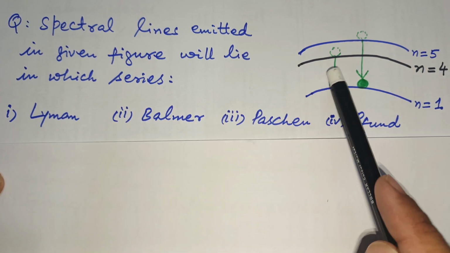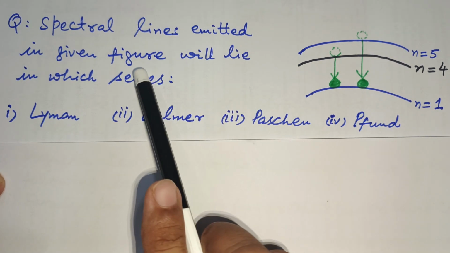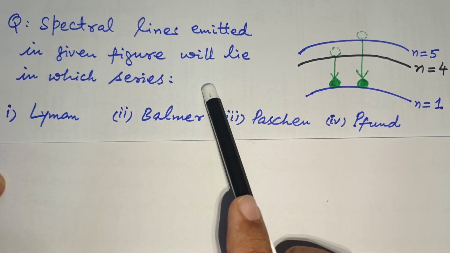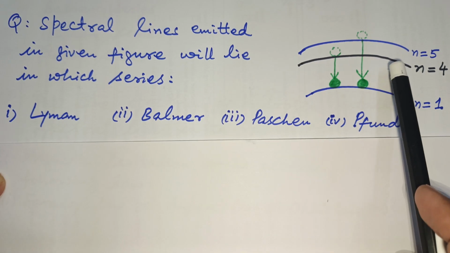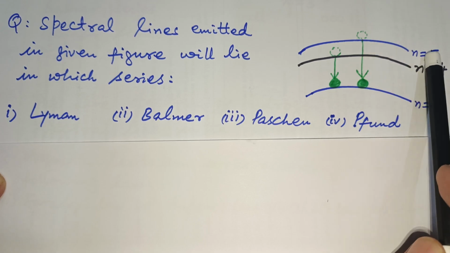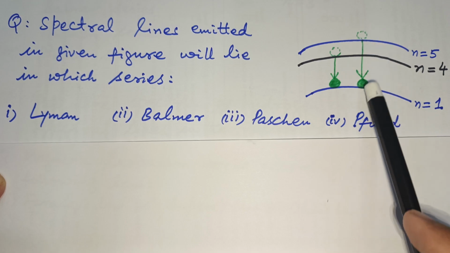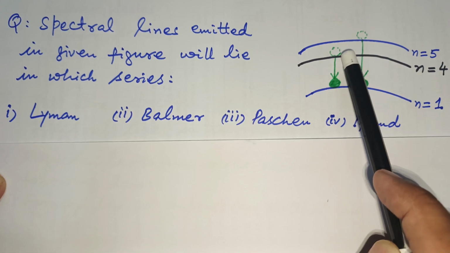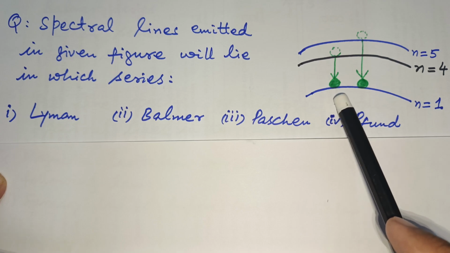The first one: the spectral lines emitted in the given figure will lie in which series? Now look at the figure. There are two lines. One starts from n equals 5. The electron jumps from n equals 5 level to n equals 1 level. And in the second one, the electron jumps from n equals 4 to n equals 1.